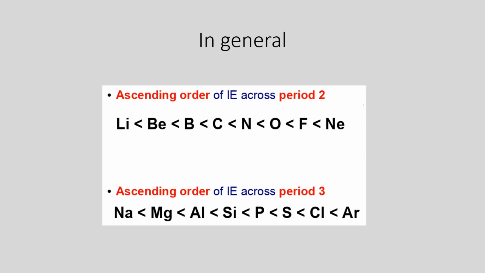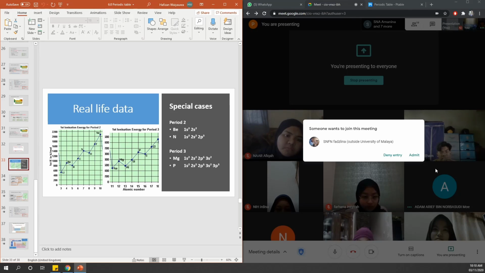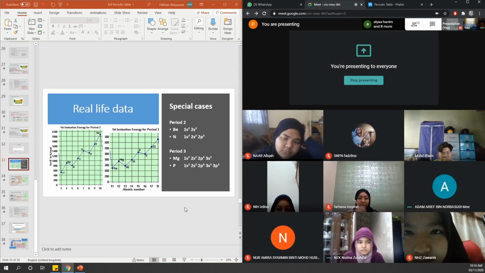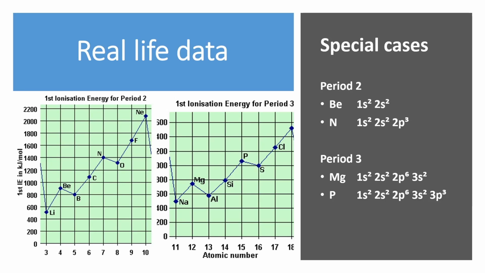Tapi the fun thing about chemistry always ada anomalies. Benda yang you guys kena tahu. Okay. Very fun ni. Tapi awak tengok. Real life data dia. Nampak tak? Beryllium lagi tinggi daripada boron. Okay. Kalau awak tengok beryllium and boron. Beryllium duduk belah kiri. Boron duduk belah kanan.